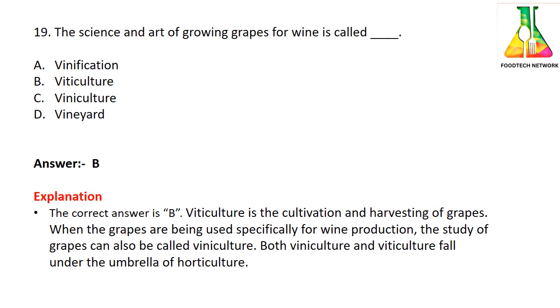It is the cultivation and harvesting of the grapes. When the grapes are being used specifically for wine production, the study of grapes can also be called viniculture. Both viniculture and viticulture fall under the umbrella of horticulture.